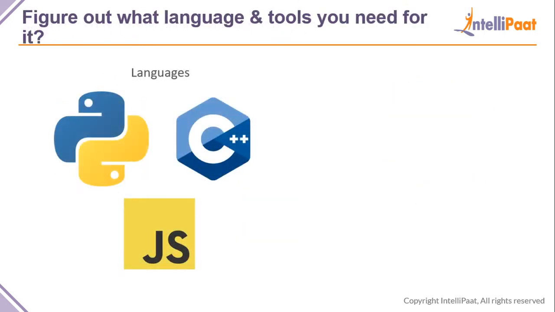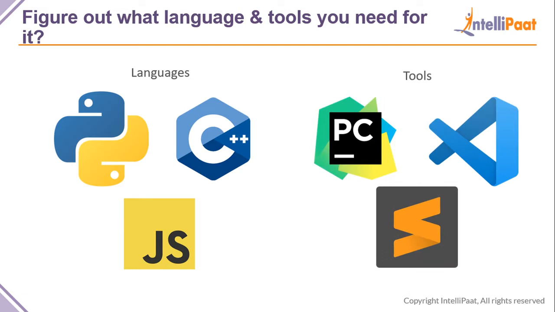Then figure out what are the languages and tools you can use. So there are a lot of languages out there that you can use. Like, you have Python, C++, JavaScript, and you have similarly tools that you have to use with them. You can use your IDEs, that are integrated development environments, basically where you write the code, and you need compilers and all those tools. So figure out what do you need with all of this.